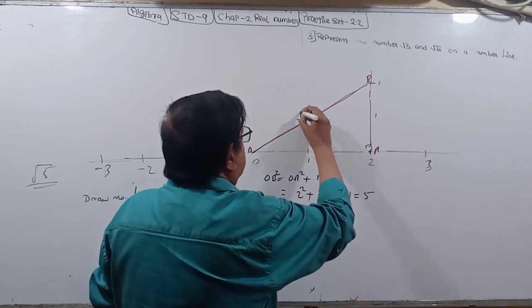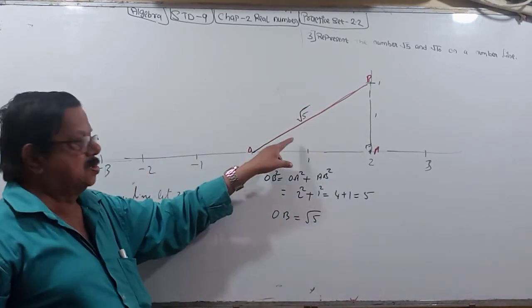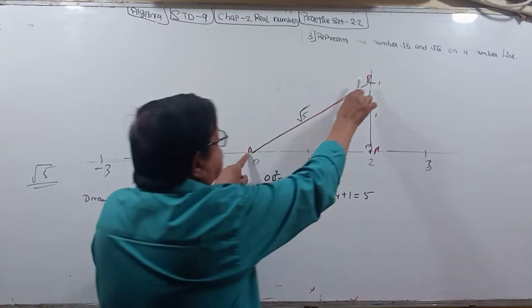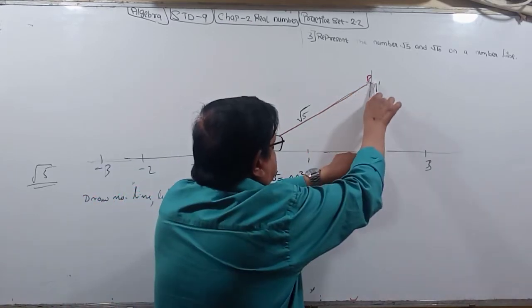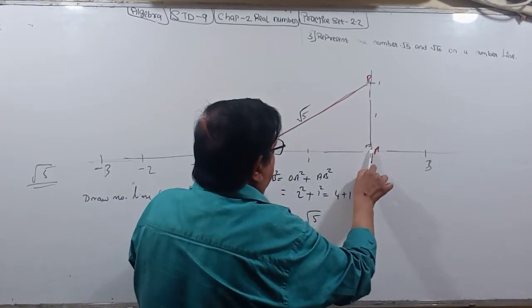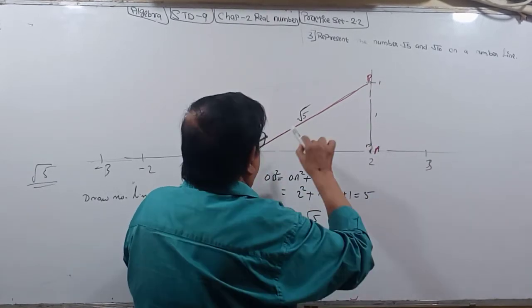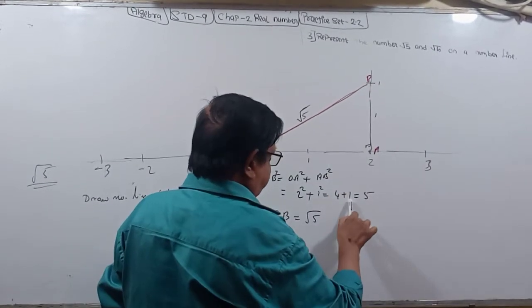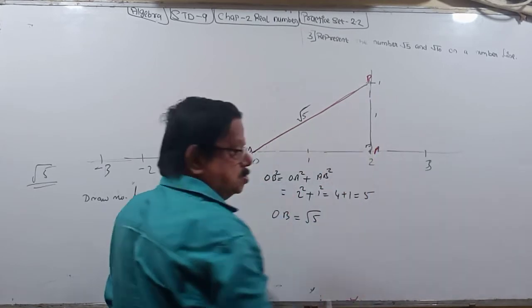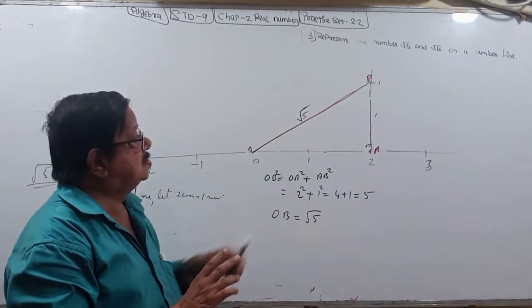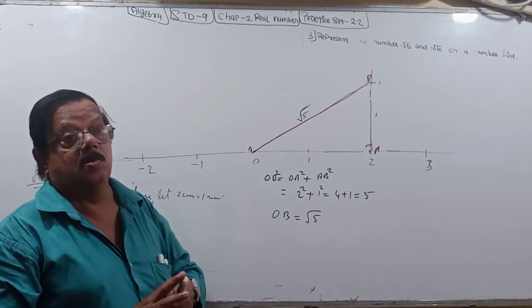So this is the Pythagoras theorem we are doing. OB square equals OA square plus AB square. 2 square plus 1 square equals OB square. That is 4 plus 1, 5. Therefore, OB is equal to root 5. Now this length is root 5.